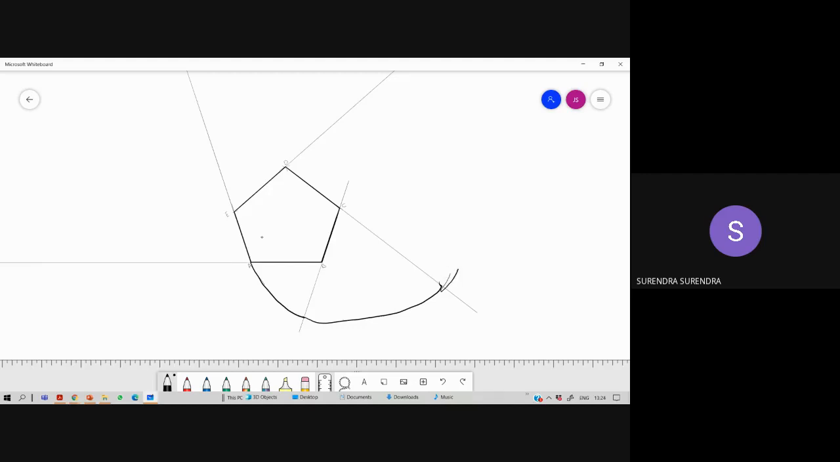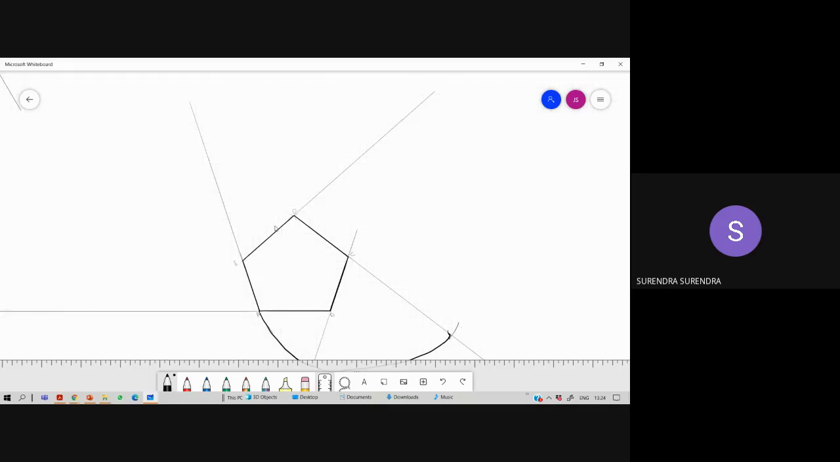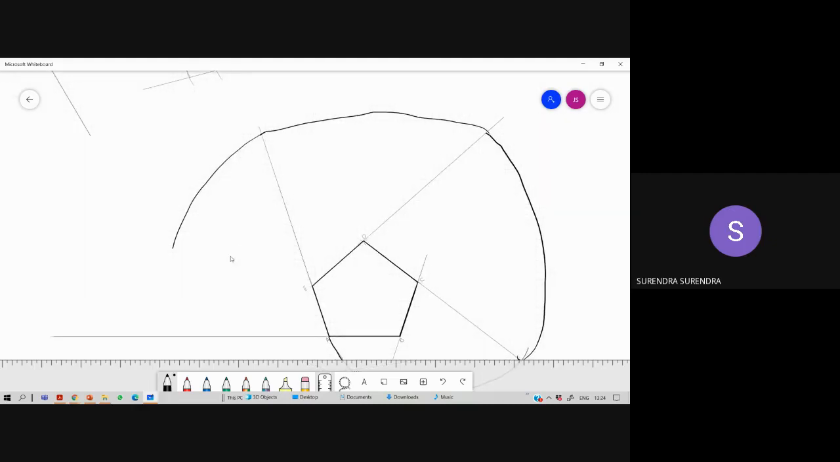D center, 90 mm radius. Next, E center, 120 mm radius, and A center, 150 mm radius. So this is the involute of a polygon.